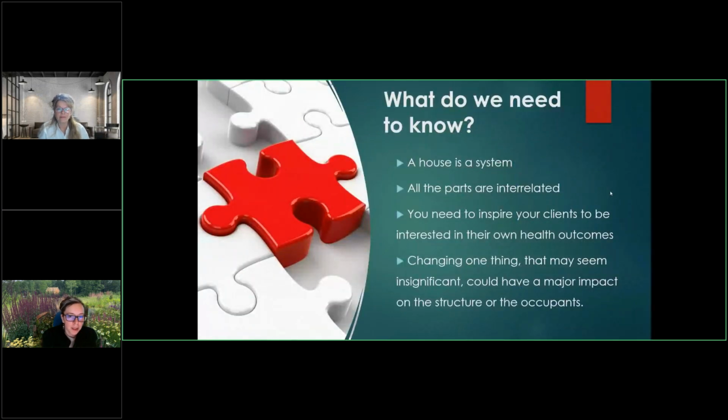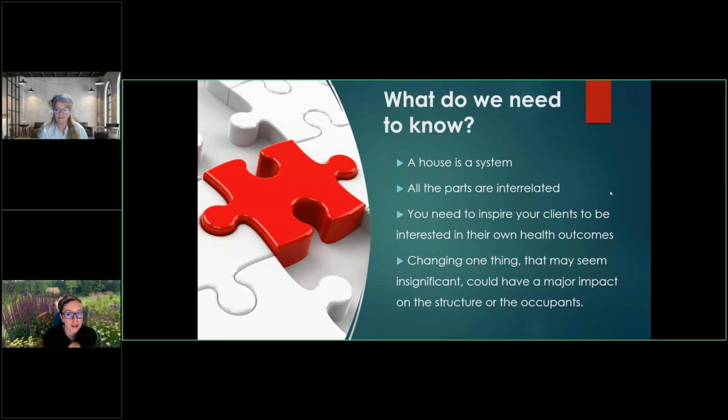So, what do we need to know? One, your house is a system. If you change something, that has an impact on something else, whether you can see that immediately or not. All of the parts are interrelated. So, if you make it tighter, that's going to trap moisture inside, or it is going to change your building's ability to resist performance. If you add more insulation, you could have condensation in your walls that you didn't have before. So you need to know what you're asking your building to do because they're related.